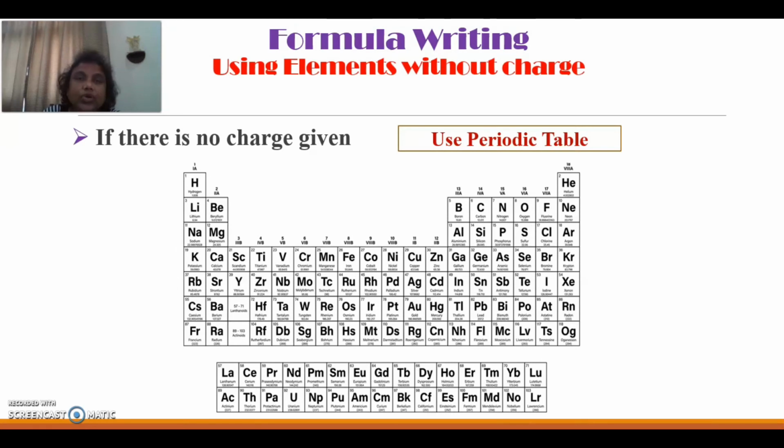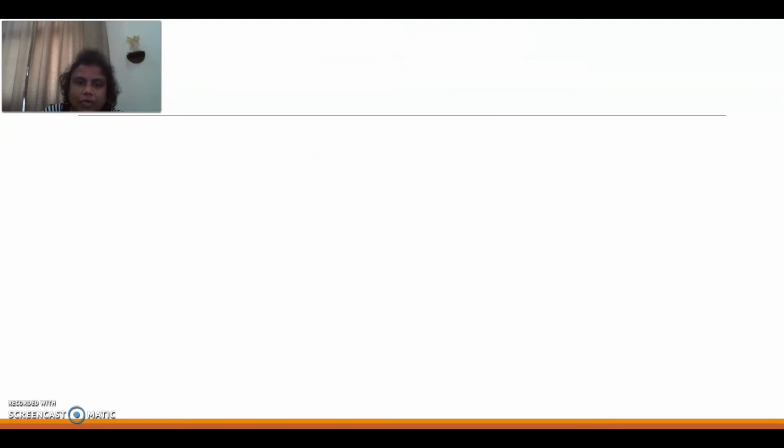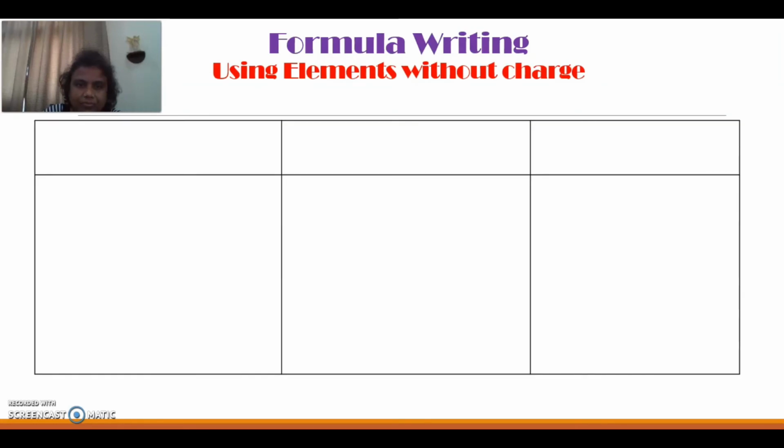Okay. We'll see. To write the formula, we use some properties of this periodic table. The first one is electronegativity, the other one is electropositivity, both the same opposite thing. Okay, electronegativity. When you go from left to right, electronegativity will increase. From top to bottom, electronegativity will decrease. That means on your left hand side, you can find the most electropositive elements. On the right hand side, you can find the most electronegative elements.